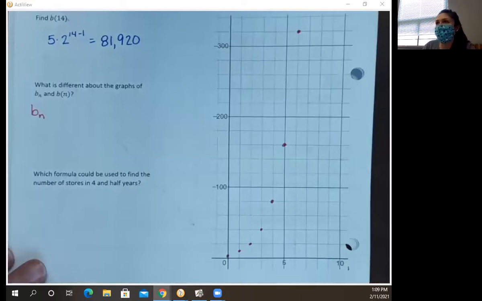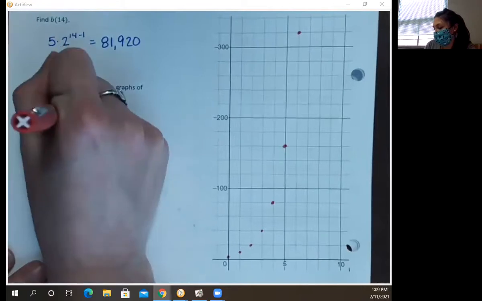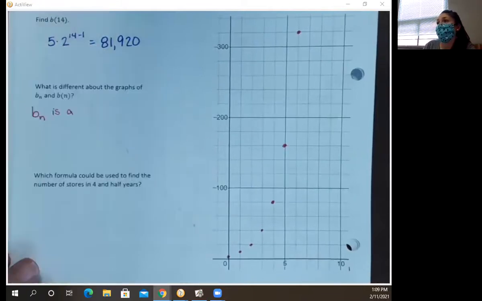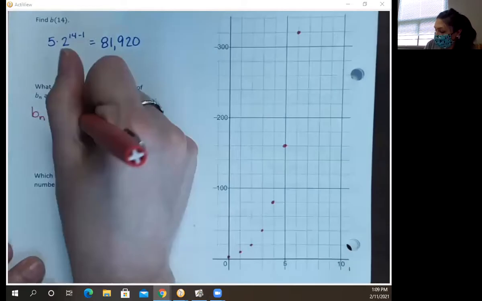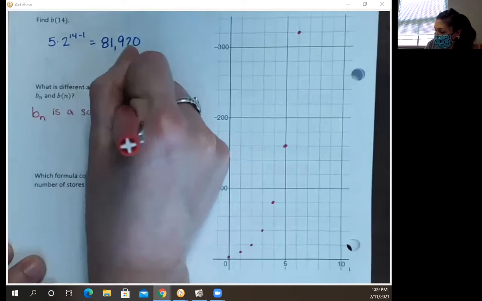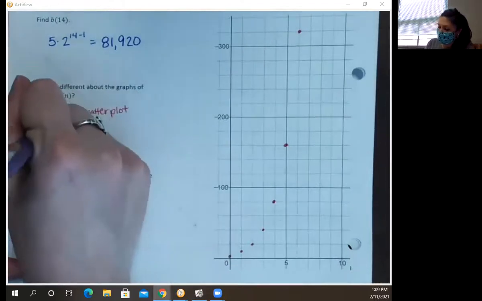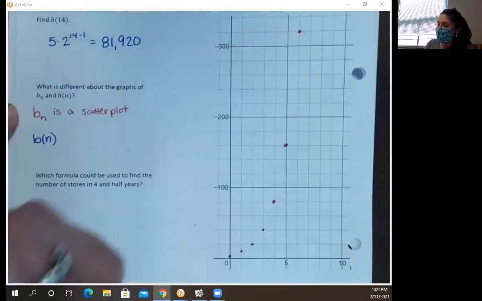What is this sequence graph? What did we call this, where it's just the points? This is a scatter plot. Now, what if I were to graph the function? What would I need to do to change this so that it's the graph of a function?